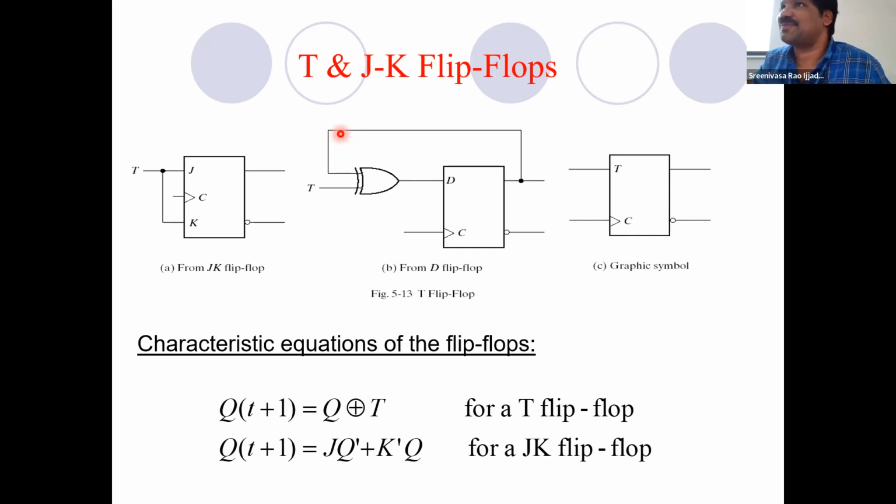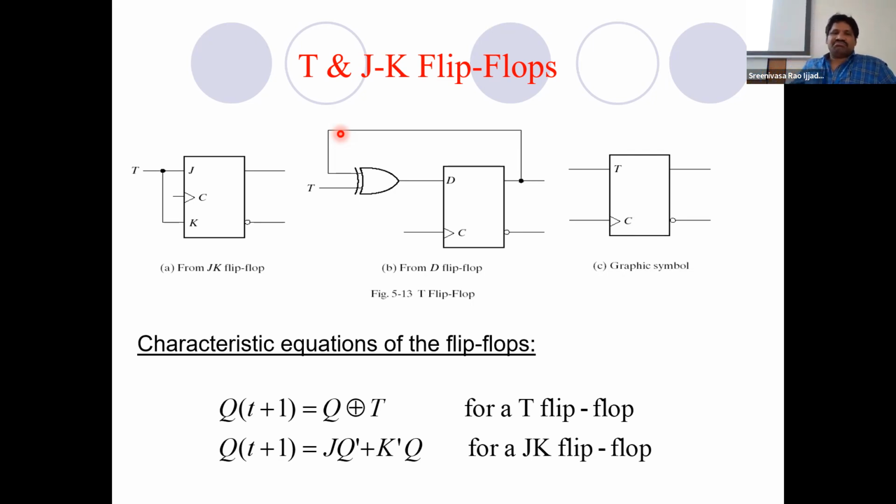That is the T flip-flop. The issue comes only when J and K are both ones. So tie them and use them. You can name it T and use it in counters. Clear? So that is the T flip-flop.